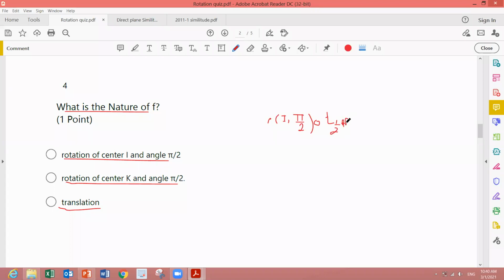You get a rotation of different centers, angle pi over 2. What is the center? Is it I? K. K. Okay, how to know it is K?